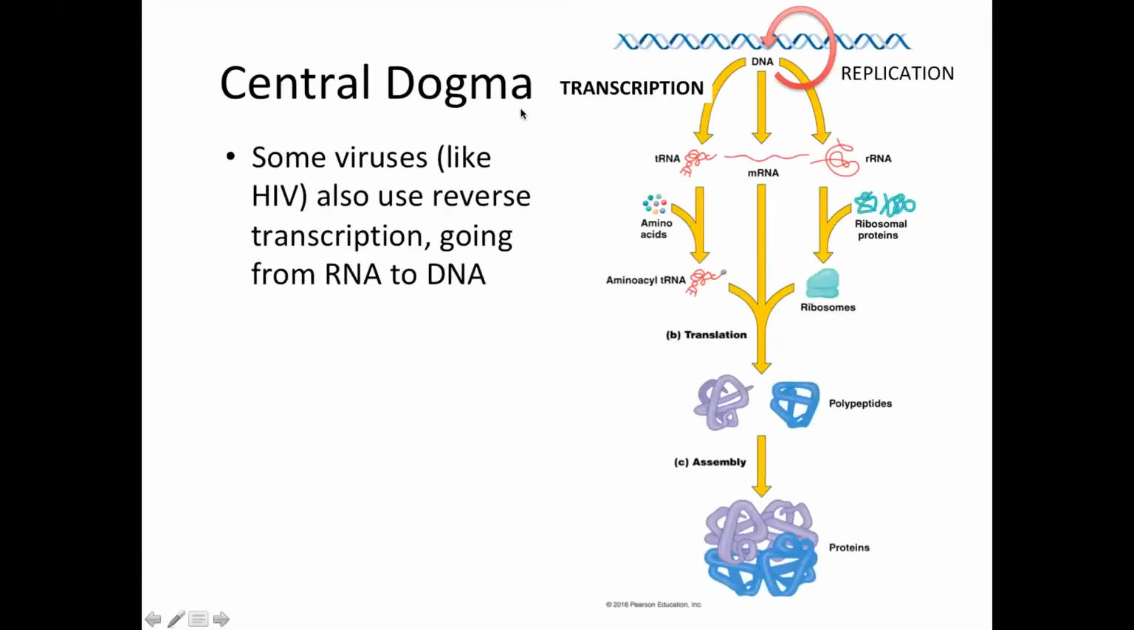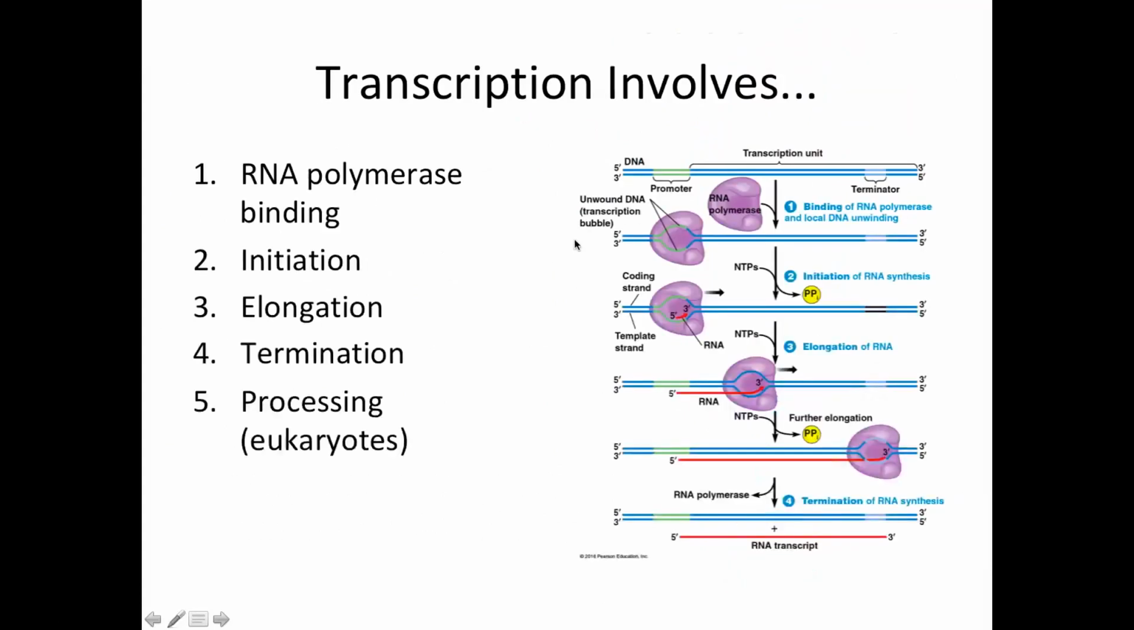As a reminder, here is our central dogma that describes the flow of information from DNA to RNA, eventually to proteins. Now keep in mind that there are exceptions to the central dogma. Like viruses like HIV, retroviruses can actually do reverse transcription and go from RNA to DNA. But here we're going to focus on the basic process of transcription, going from DNA to RNA. Now, transcription is going to involve 5 basic steps: RNA polymerase binding, initiation, elongation, termination, and in eukaryotes, we have a 5th step, which is processing.